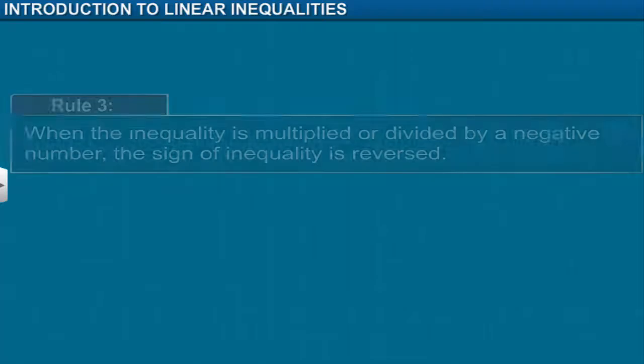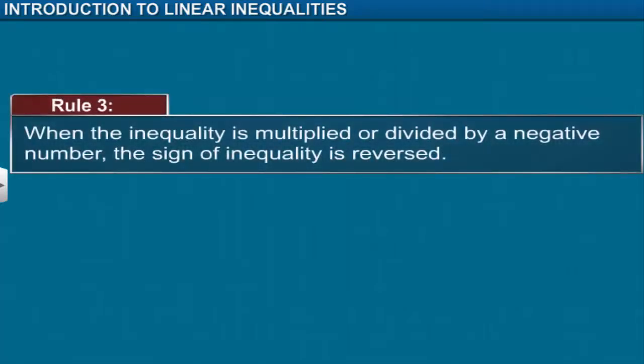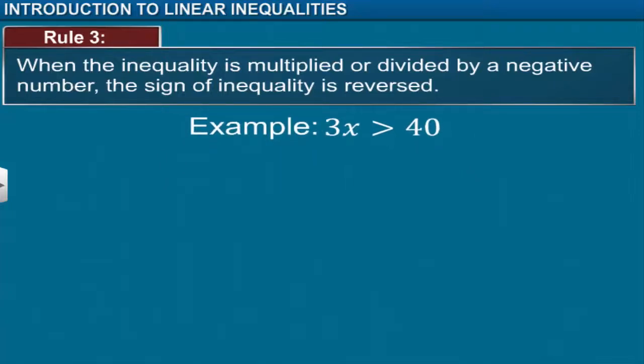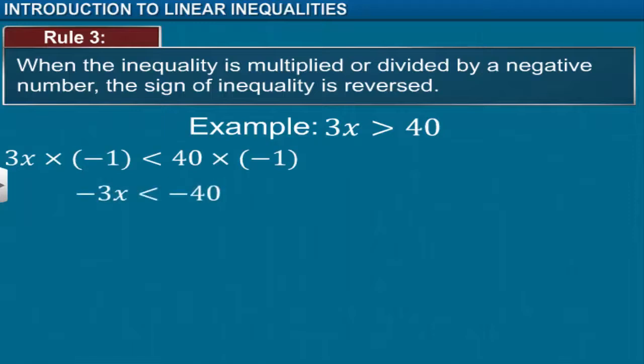It has to be noted that when the inequality is multiplied or divided by a negative number, the sign of inequality is reversed. Let's consider the example shown. Let's multiply both the sides of the inequality by -1. Similarly, the sign of the inequality changes when divided by a negative number on both the sides. The intuition can be understood with the help of the real line.